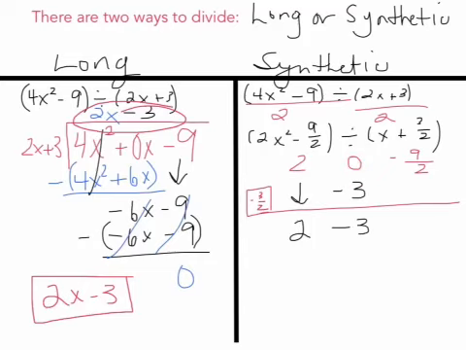And then I'm going to do the same steps. The box times this is going to go here. So negative 3/2 times a negative 3 gives me positive 9/2. So positive 9/2. And then I'm going to add up and down. Negative 9/2 plus 9/2 is nothing.